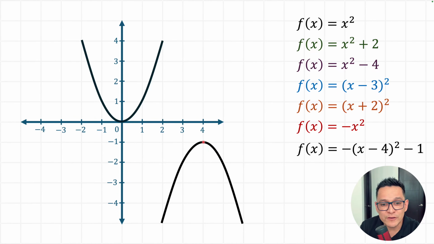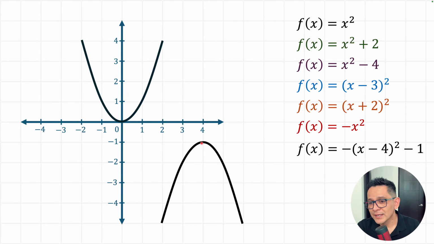Look, if I notice that the vertex has coordinates (4, -1), then I'll know it moved 4 to the right, so I have to subtract 4 inside, and it moved 1 down, so I have to subtract 1 outside. We agree on that, right? Perfect. All right, let's continue.